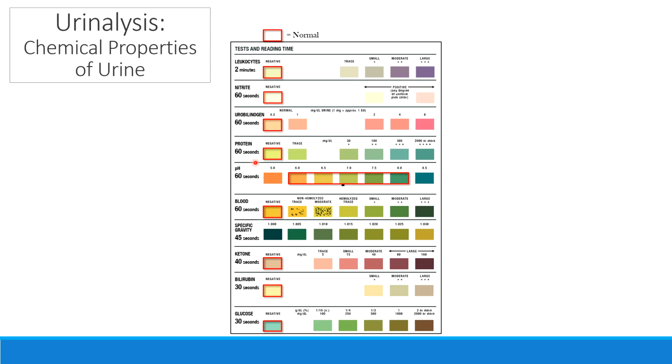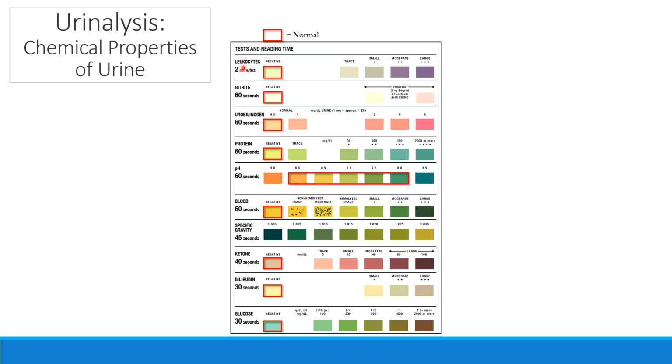If we want to take a closer look at what's going on with our patients, we can also look at some of the chemical properties of urine, as well as a few more specific physical properties. So we're going to work our way through this urinalysis testing board to get an idea of what we can get from this information. So let's start with leukocytes.